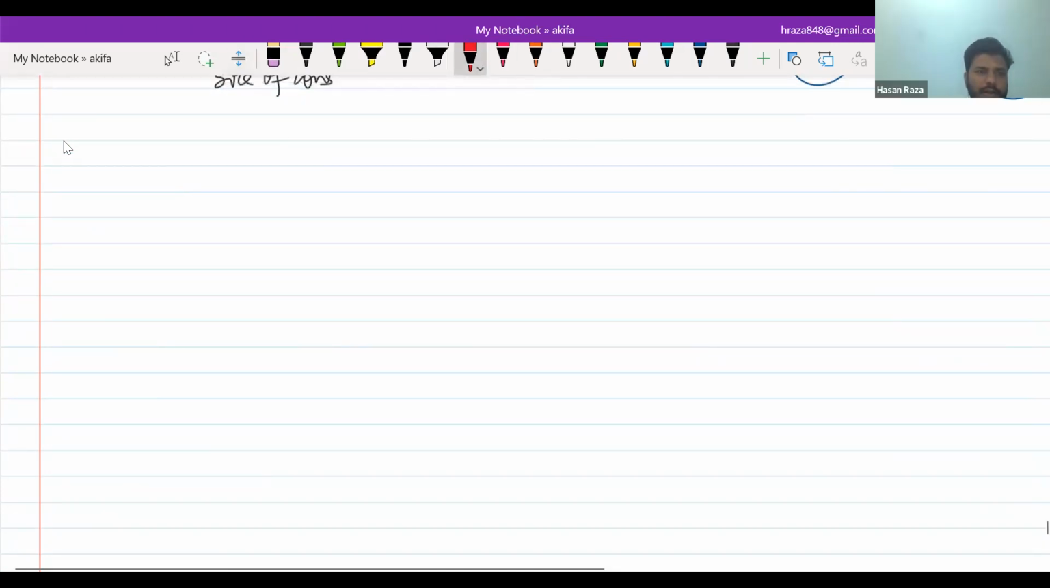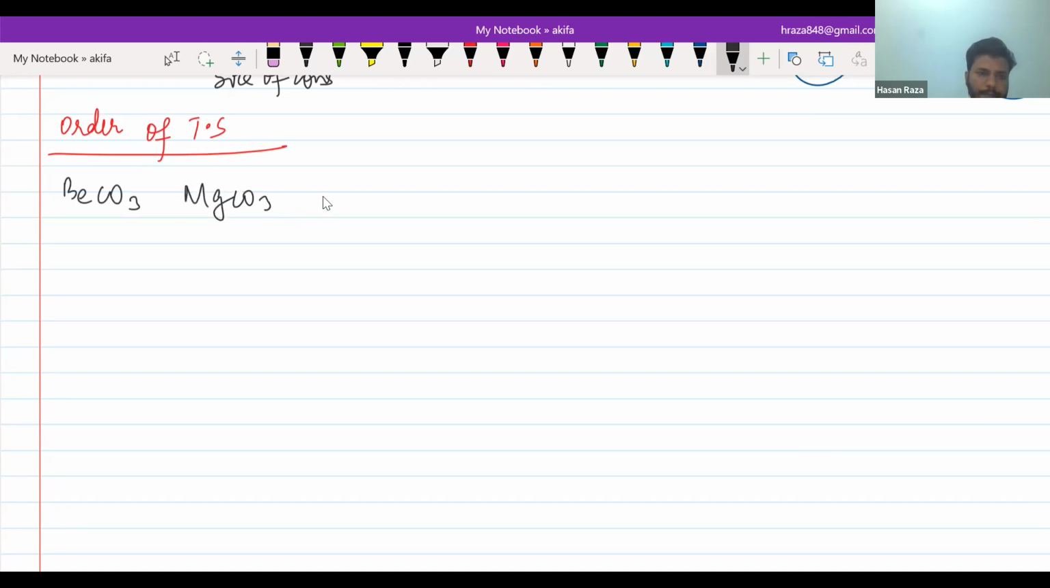Order of thermal stability. Now we will talk about the order of thermal stability. You have to arrange it. The question is basically BeCO3, then MgCO3, then CaCO3, then SrCO3, and then BaCO3.